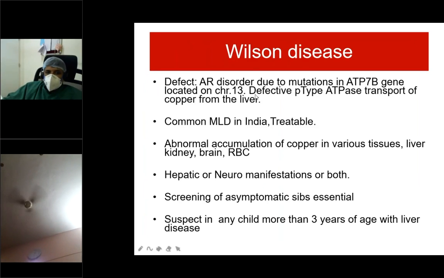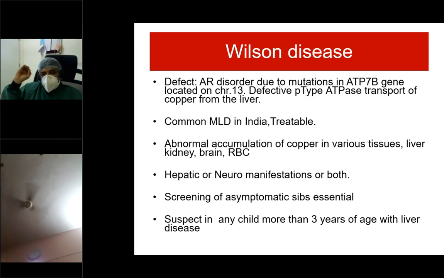As we all know, this is an autosomal recessive disorder because of mutations in the ATP7B gene, right? And it is the most common metabolic liver disease in India. There is a treatment available for this metabolic liver disease, mainly D-penicillamine, and there is always an abnormal accumulation of copper in the various tissues. It can have a hepatic manifestation, a neurological manifestation, or both. And screening of asymptomatic siblings is very, very essential.